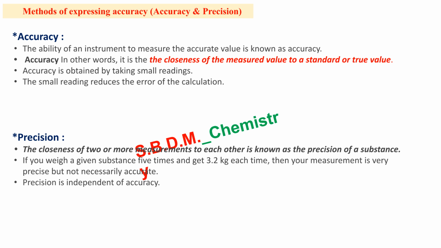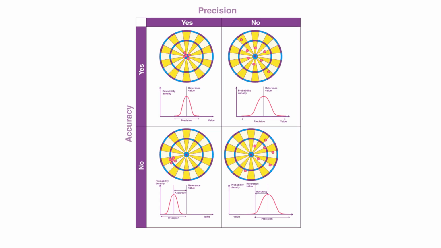Accuracy is the closeness of a measured value to the true value, achieved by taking small readings to reduce calculation error. Precision is the closeness of multiple measurements to each other. A set of precise measurements may not necessarily be accurate, as precision is independent of accuracy. This chart visually represents the relationship between accuracy and precision. Results can be highly accurate and precise, accurate but imprecise, precise but inaccurate, or both inaccurate and imprecise.